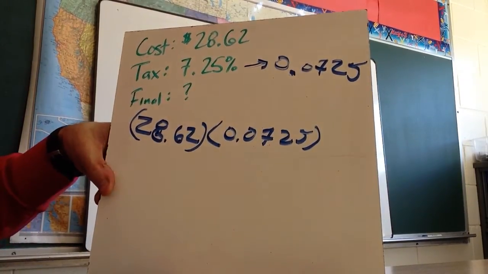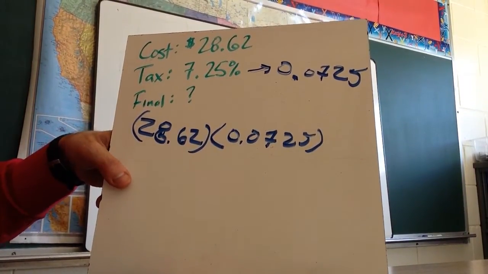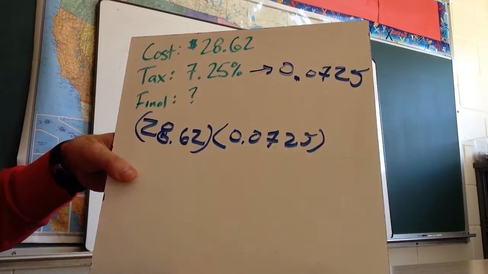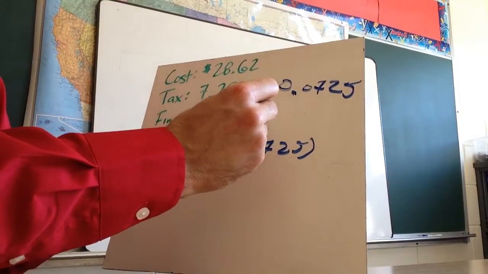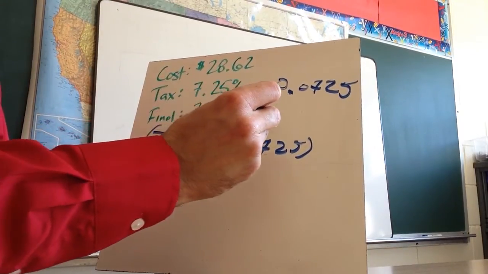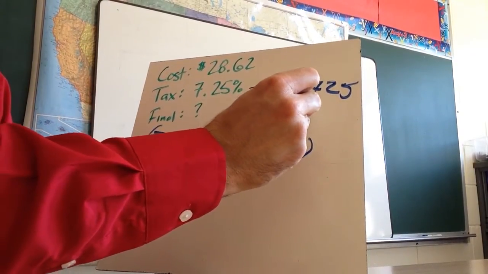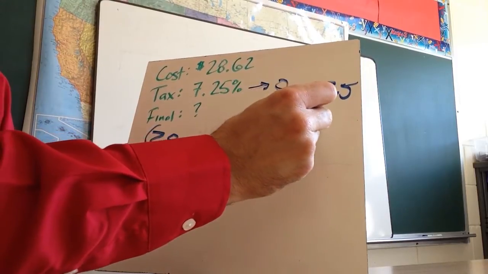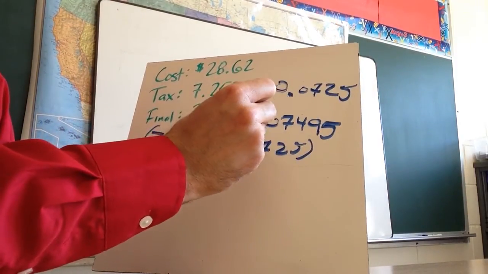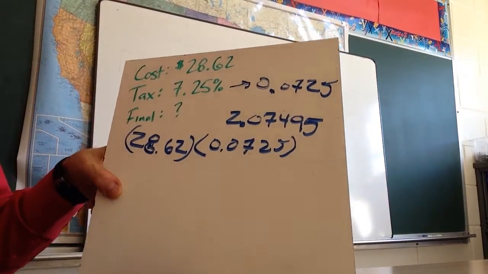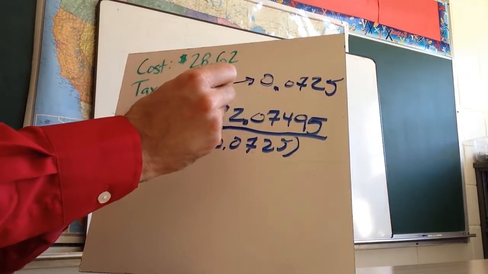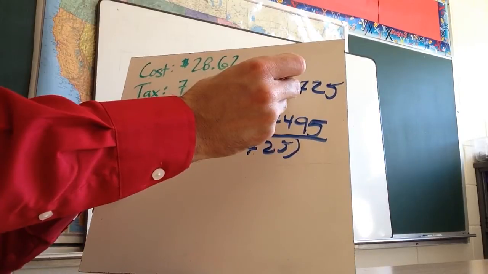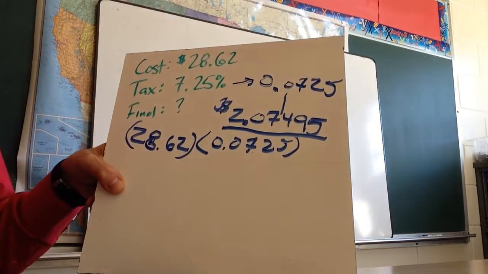So 28.62 times 0.025, and this equals, I'm going to write this whole thing out so you can see how we're going to have to change this. This is 2.07495. Now, since we are talking about dollars, keep in mind that it obviously will end here.